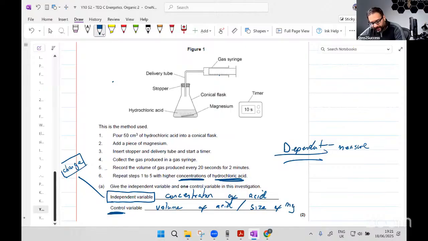You could also say how long we do the experiment for. So we're doing it for 2 minutes every time. We're not doing it for 5 minutes, then for 1 minute, then for 10 minutes. We're doing it for 2 minutes every time. So the time that we're doing the experiment for is also staying the same each time we do it. So that's what that is.